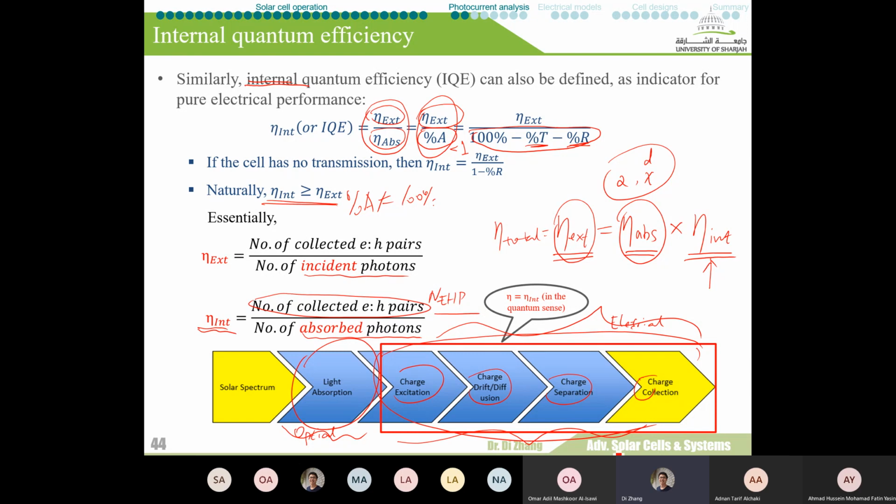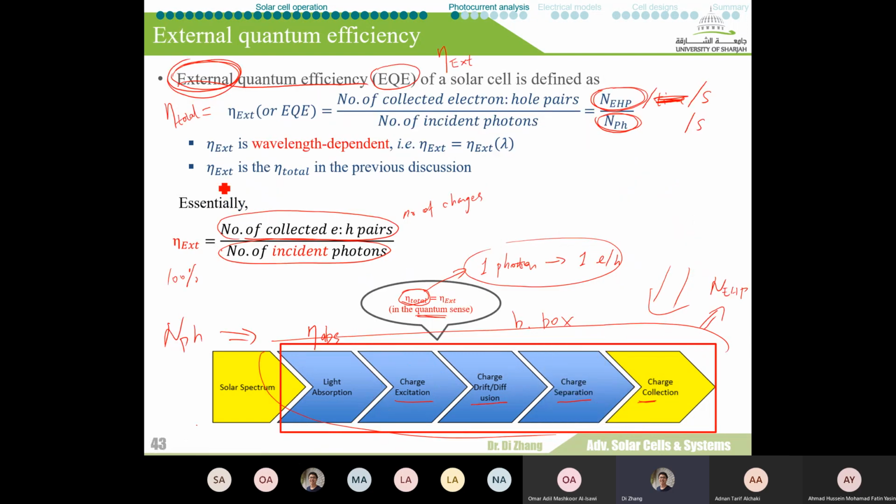Okay. This question reminds me that we wrote it in the slide, but I forgot to mention that both the external and internal quantum efficiency are wavelength dependent. So you cannot just say that this solar cell always has a 60% quantum efficiency. Usually it's not constant.